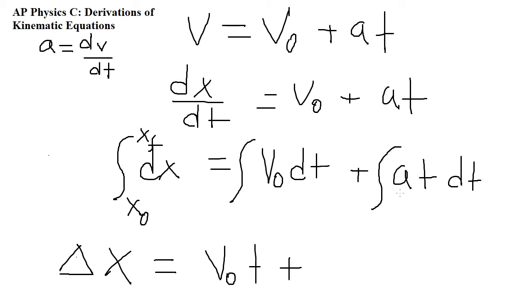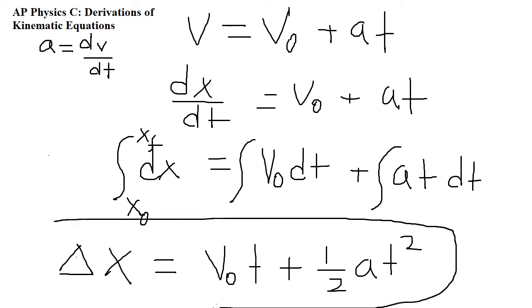Plus 1/2 acceleration times time squared, because we actually have an agreement with the differential and the variable. Now we're actually going to do the whole square divided by 2 thing. And this is our second kinematic equation.